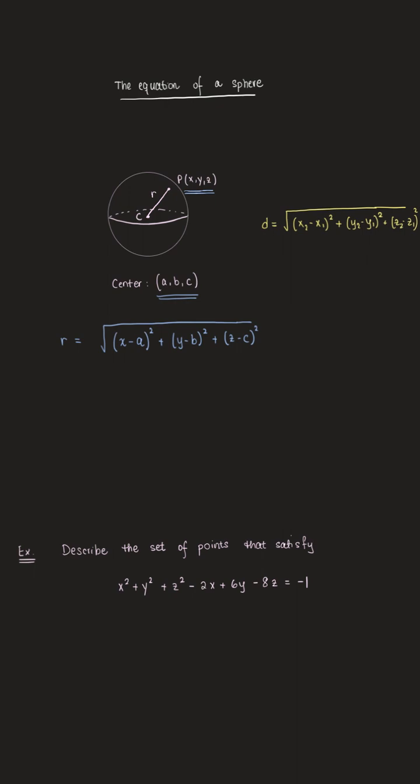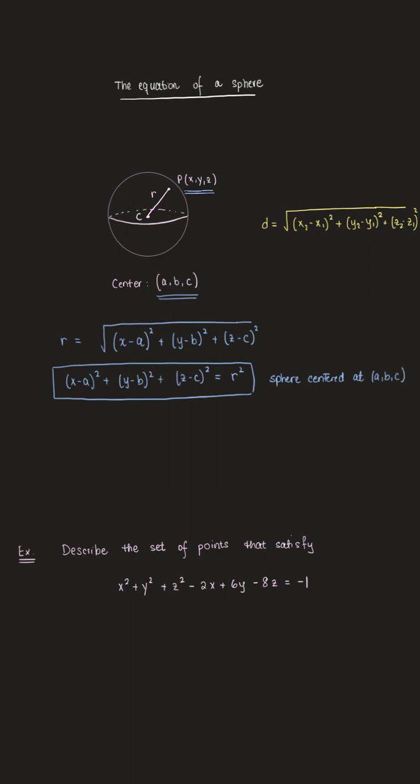And finally, if we square both sides of this equation, we'll get x minus a squared plus y minus b squared plus z minus c squared equals r squared. And this is the general equation of a sphere centered at the point a, b, c. Now, one note here is that this equation represents the points on the surface of the sphere, not inside, not outside, but on that surface. This is a surface.